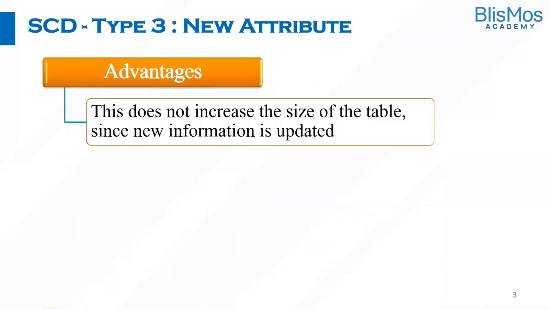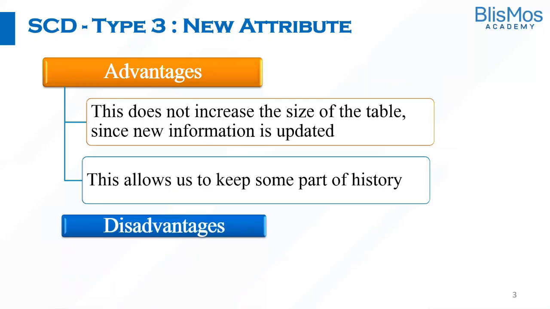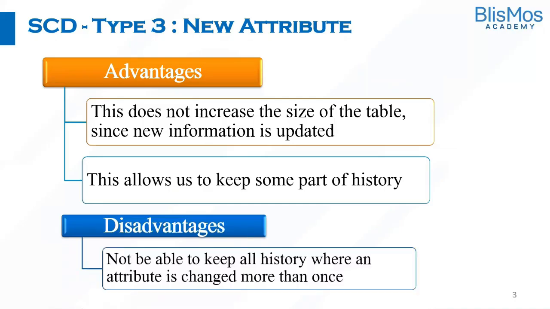Because we are using only one column, there will not be any tremendous increase in the size of the data warehouse. And also, it allows us to keep some part of the history. What are the disadvantages? Will not be able to keep all the history because we are limiting to preserve the history by adding a column.